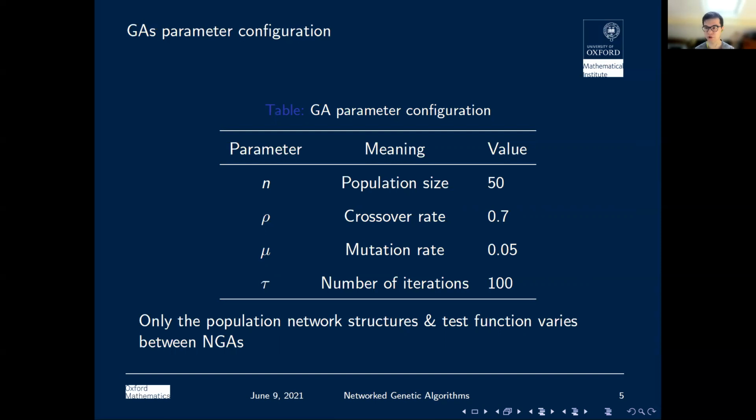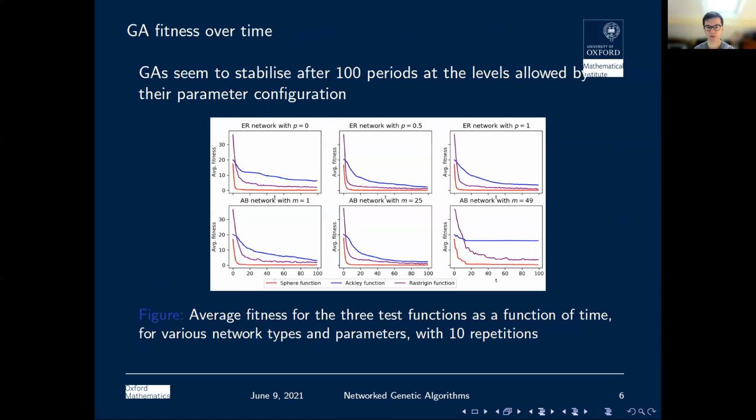You will notice that the number of iterations or generations is rather low. It's 100. The reason is that when we run the GA, most of the interesting stuff seems to happen up to iteration or generation 100.